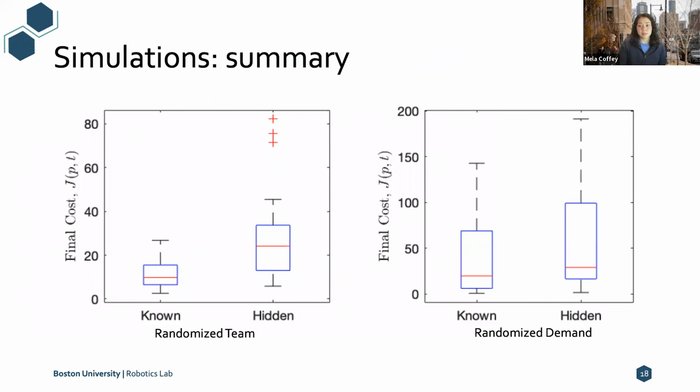We conducted these known and hidden capacity cases under two scenarios. We randomized team parameters and we also randomized demand parameters. So these box and whisker plots show the final cost over 50 trials. And in both scenarios, our proposed approach results in a lower cost.